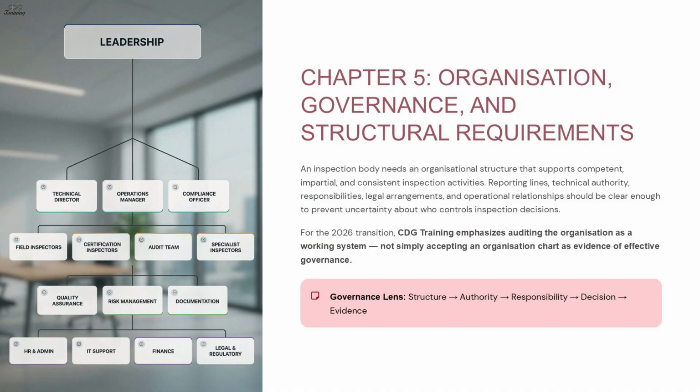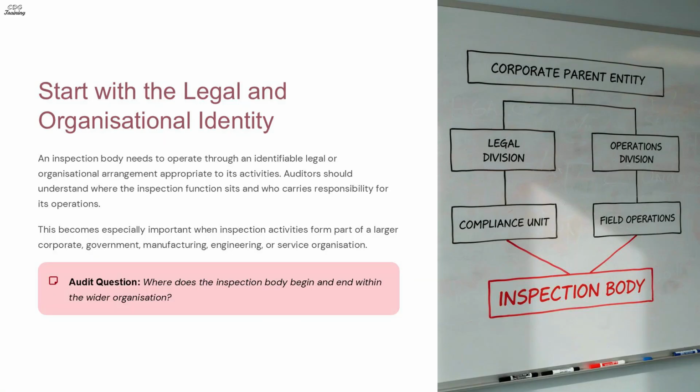An inspection body needs a clear organizational structure that supports competent, impartial, and consistent inspection activities. Reporting lines, technical authority, responsibilities, legal arrangements, and operational relationships should be clear enough to prevent uncertainty about who controls inspection decisions. An inspection body must operate within a defined legal or organizational framework.